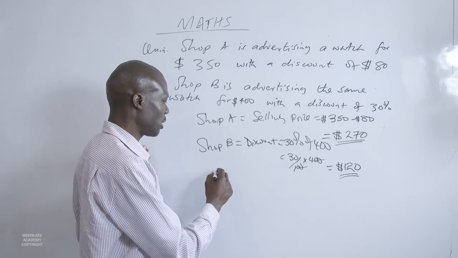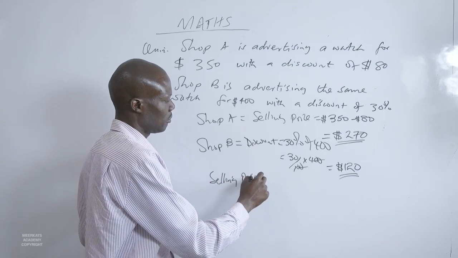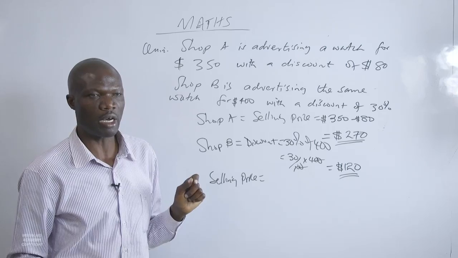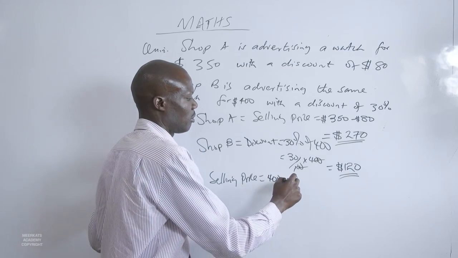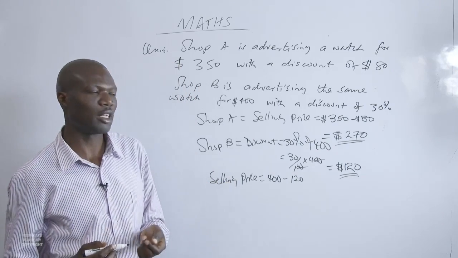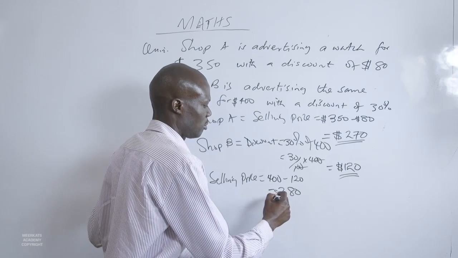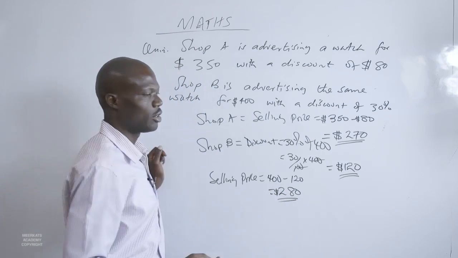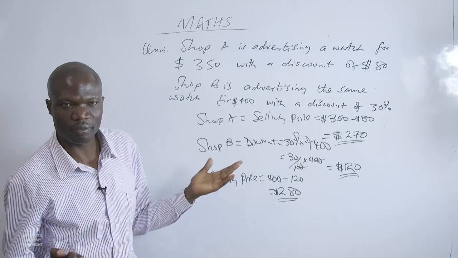So we have the discount of shop B, but we don't have the selling price. So for us to get the selling price, it will be given by 400 minus 120, and this one will give us $280. There we are.